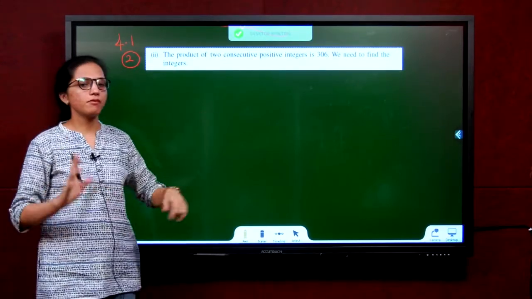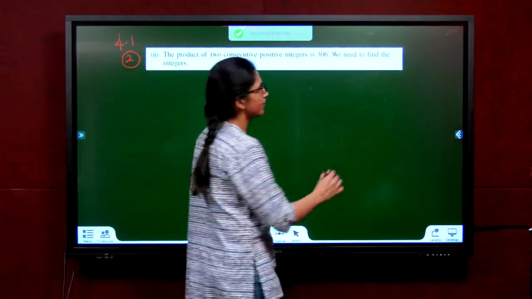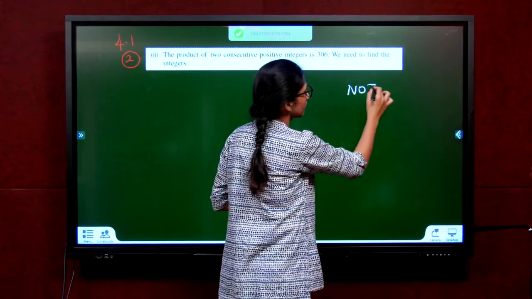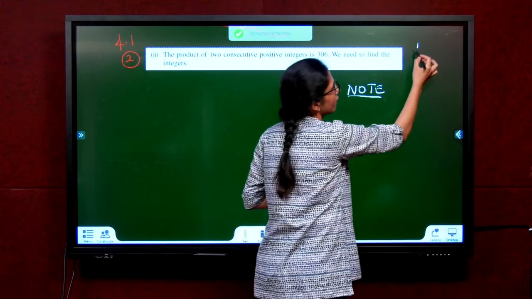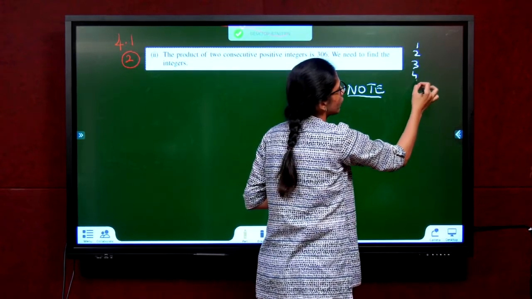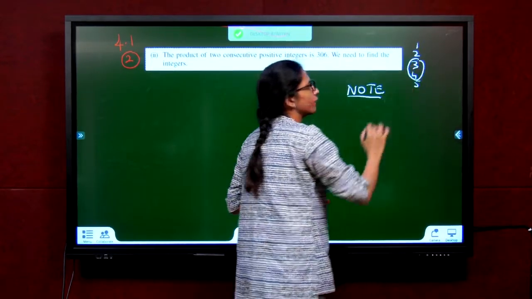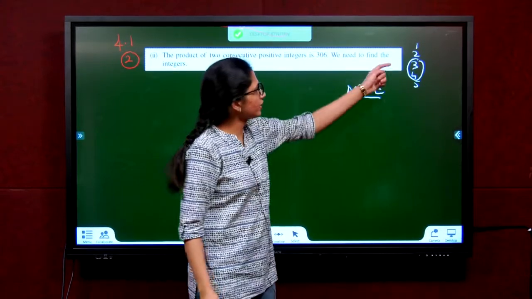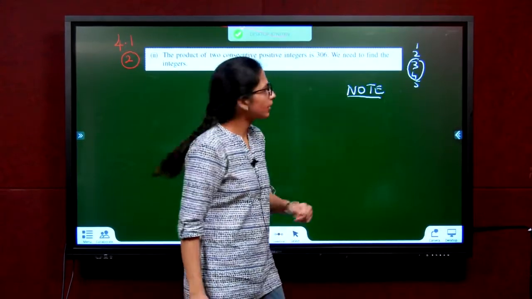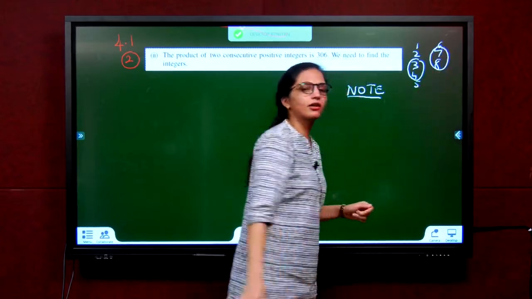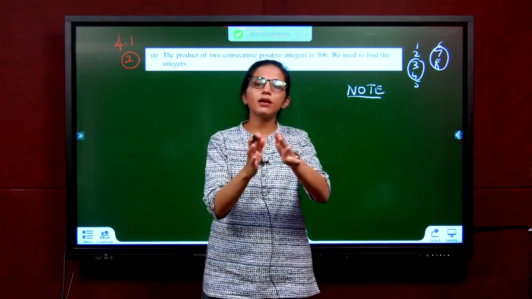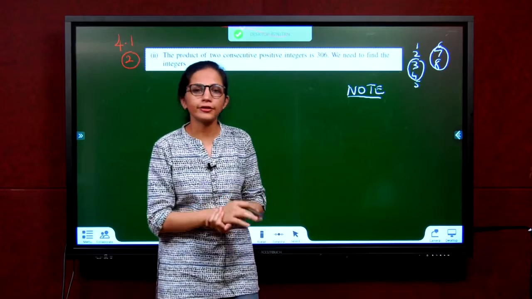Before we do this problem, let's understand this in general. Please put a note. Now see this first. If I have 1, 2, 3, 4, 5, can I say 3 and 4 are consecutive? Yes, because they are next to one after the other. 6, 7, 8. Can I say 7 and 8 are consecutive? Yes. Any two numbers one after the other are called consecutive.